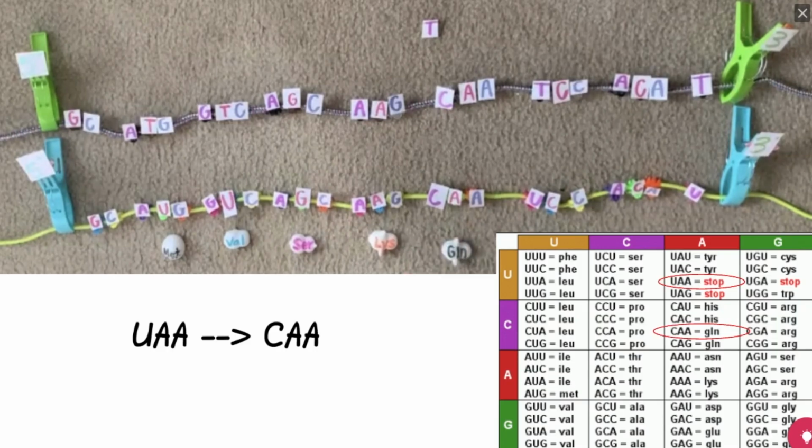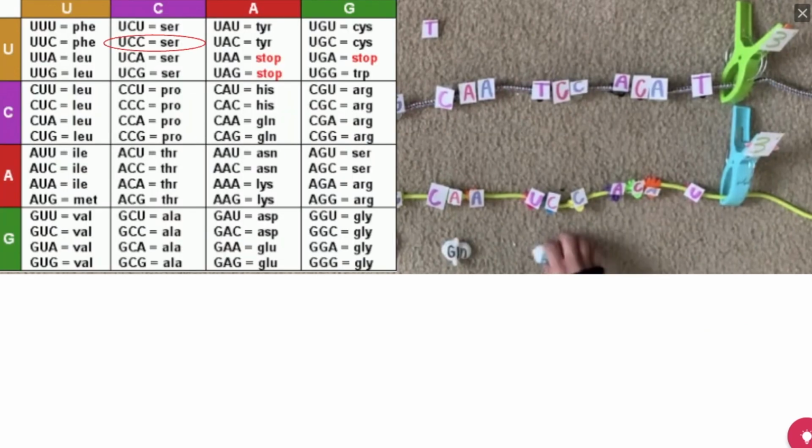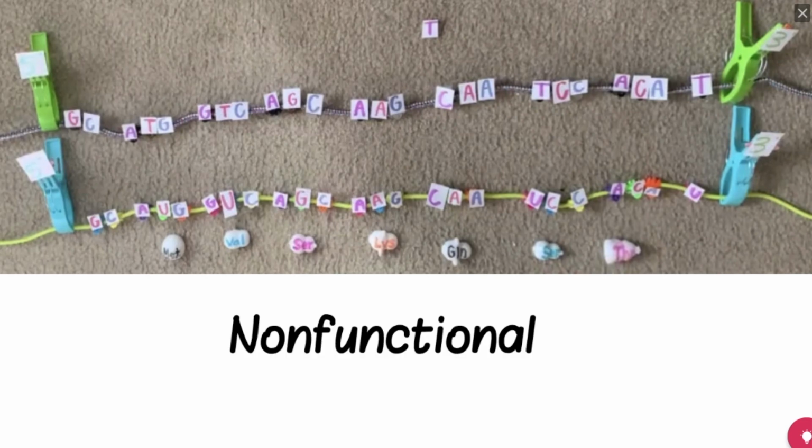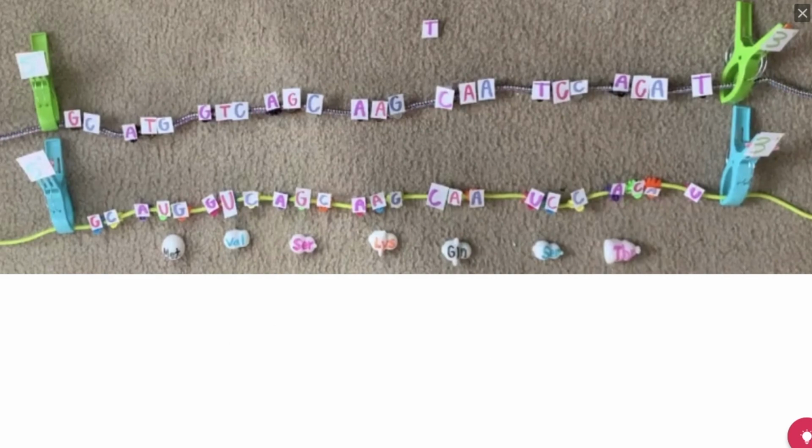We then see that the amino acid chain continues, adding serine and threonine, when we do not run into another stop codon that we can see. Since this results in a longer than normal protein, this will typically cause the protein to be non-functional.